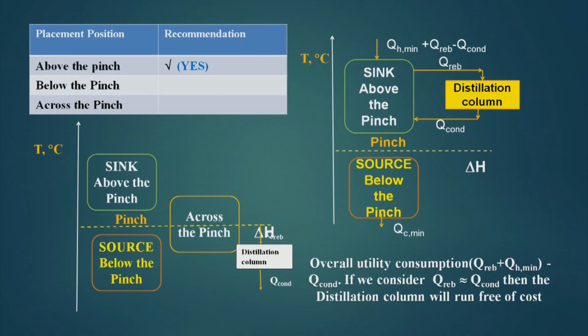So, what we observed here is that if the distillation column is integrated above the pinch, then it runs almost free of cost. We are now able to save the hot utility as well as cold utility, which is otherwise utilized for a distillation column. So, the recommendation will be: above the pinch, yes, a distillation column can be integrated and it is going to benefit us.